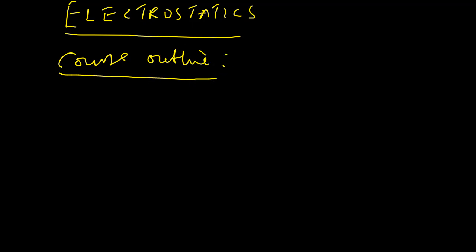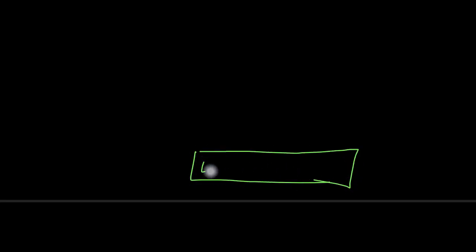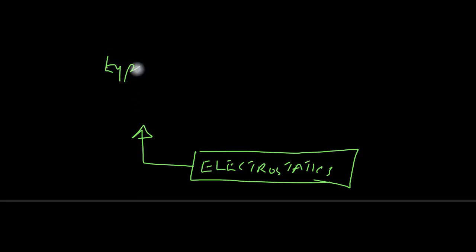So we'll have our course outline for this course. This is how we are going to run the course. We have our course of electrostatics. The first part that we are going to be looking at is about the types of materials as we classify them in terms of electrostatic behavior. We'll begin by looking at the types of materials. This is going to be our first topic in this course.